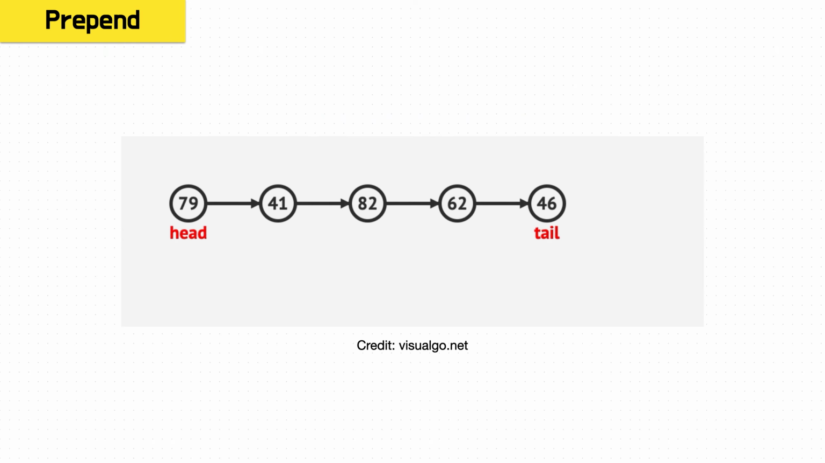To prepend to a linked list is very simple. You already have access to the head node, so when you pass in this new item, you simply set its next value to the previous head and then return it as the new head.